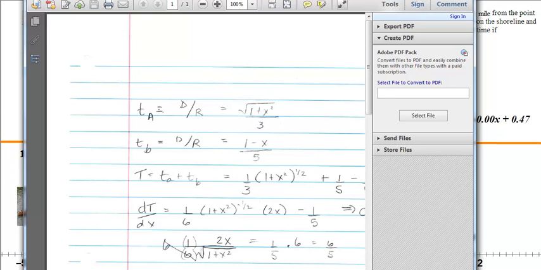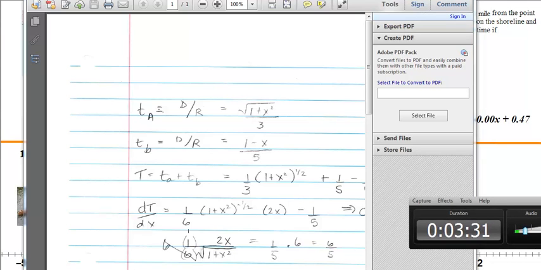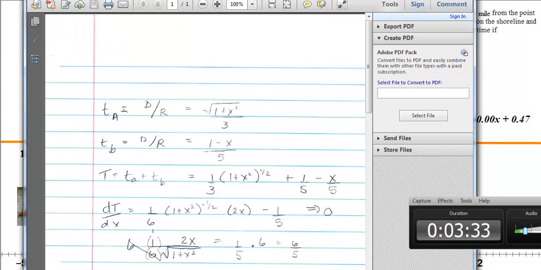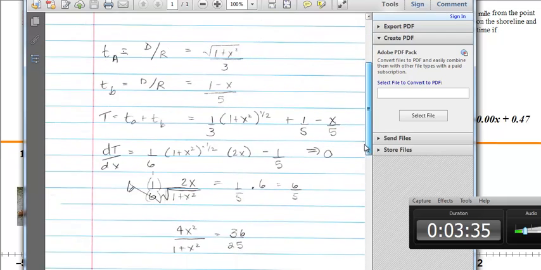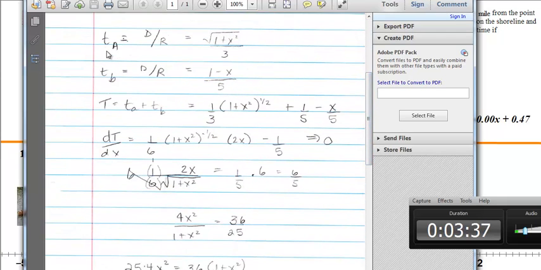So, I'm going to come over here now, and I hope you can read this, kind of. The idea here is you want to take the distance that he's going to row, that's distance 1, over the rate, which is the square root of 1 plus x squared over 3. The distance he's going to run, which is that second distance, divided by the second rate. Since he runs at 5 miles per hour, you're going to say 1 minus x over 5.